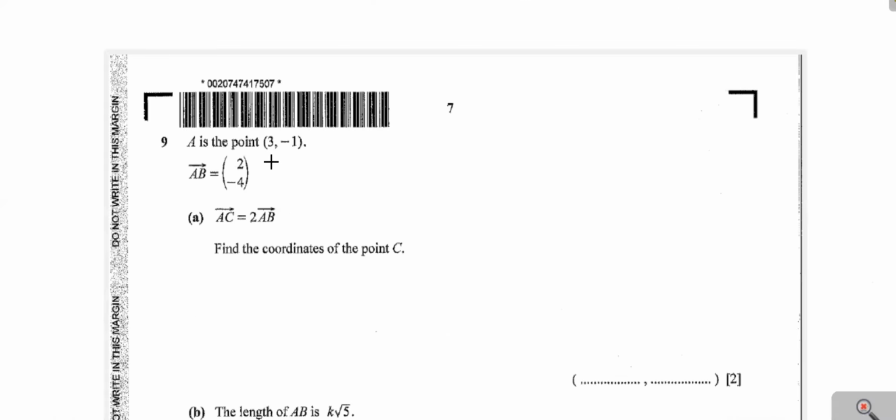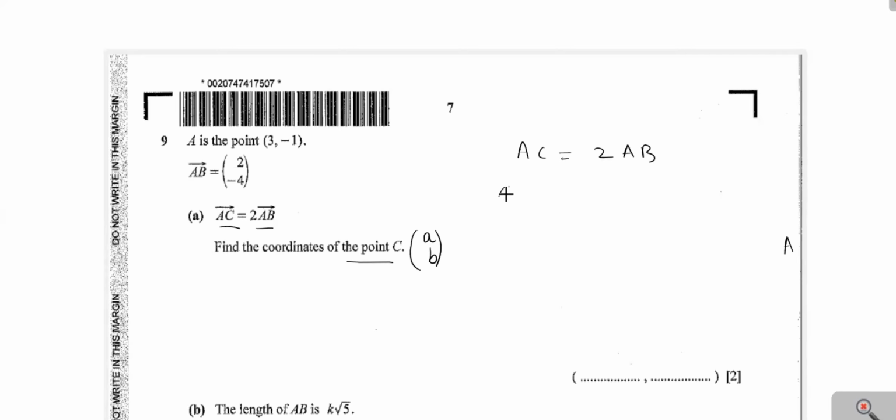The next question of this paper, question 9: the point A is (3, -1), AB is (2, -4), AC equal to 2 times AB. Find the coordinates of C. Suppose that the coordinates of C are written in column vector form, and we can write AC equal to 2AB. Now we can write AC as OC minus OA, and 2 times AB.